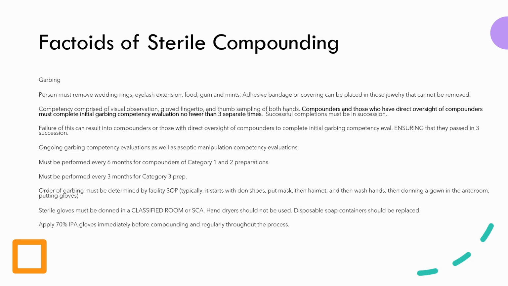Okay, so here are some factoids of sterile compounding. The person must remove wedding rings, eyelash extensions, all that kind of stuff. And then the sterile gloves must be donned in a classified room. Hand dryers should not be used. Disposable soap containers should be replaced. Apply 70% isopropyl alcohol to gloves immediately before compounding and regularly throughout the process. This is just making sure that everything is sterile.